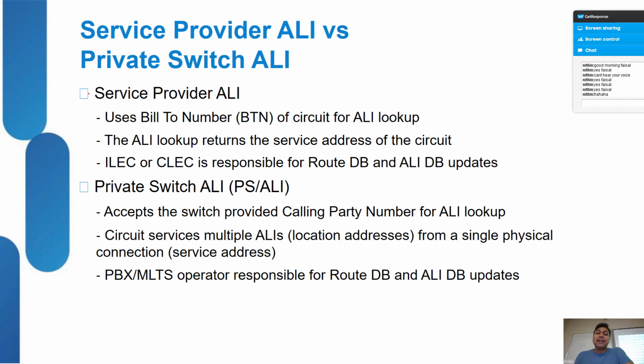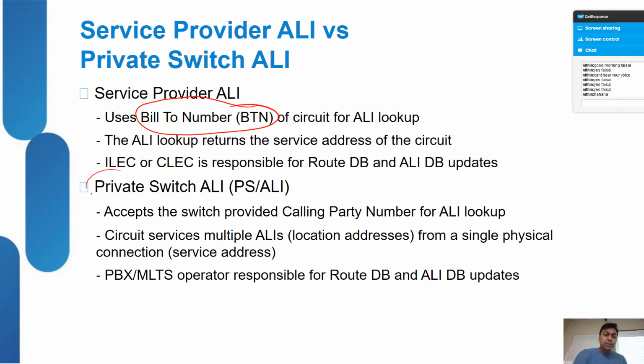Now, service provider ALI database versus private switch ALI. A service provider will use the billing number, not building number, rather billing number of the circuit in the ALI database. So what happens is when you call your Bell Canada, they say, hey, I want a PRI line with 5,000 phone numbers, 5,000 extensions. Bell will give you 5,000 numbers, but one of the numbers will be designated as a billing number. And that billing number will be used as a BTN number. Okay? ALI will then look up the service address of the circuit, and then the ILEC or CLEC, which is basically the telephone company, is responsible for talking to the route DB and the ALI DB for updates.